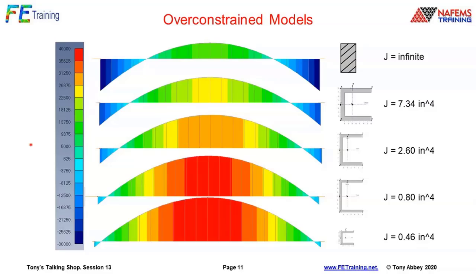Now, this is perhaps a trivial example. It's more of a demo example. But it is quite subtle. Is the model over-constrained or not?